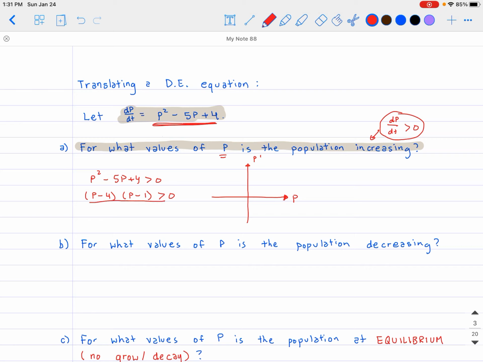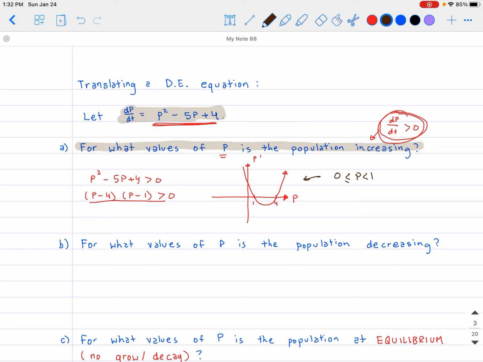This right here is a parabola opening upwards, where 1 is over here and 4 is over here, and those are going to be my zeros. So the parabola looks something like this. And now you can clearly see where p prime is going to be greater than 0. My solutions, according to this, are when p is between 0 and 1, inclusive of 0, exclusive of 1, because at 1 you get 0.